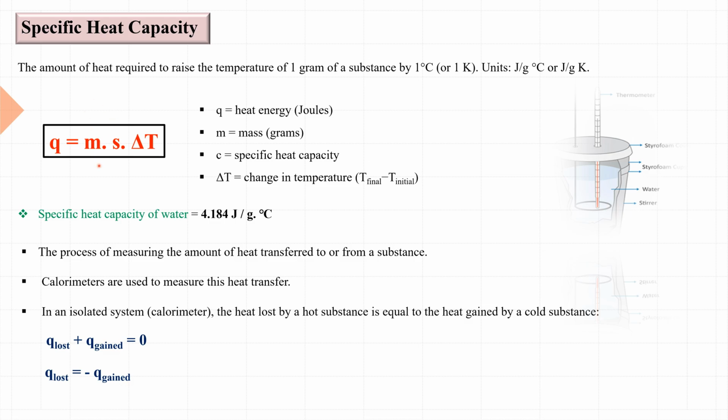Now Q is defined as m S delta T. So we can apply it for the hot object: mass of the hot object times specific heat of the object times delta T hot is equal to negative mass of the cold object, specific heat of that, times delta T cold. Now using this equation, we can calculate any unknown parameter during the heat transfer between hot and cold objects.